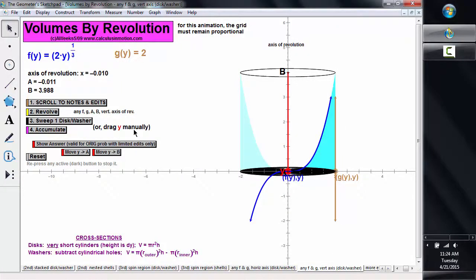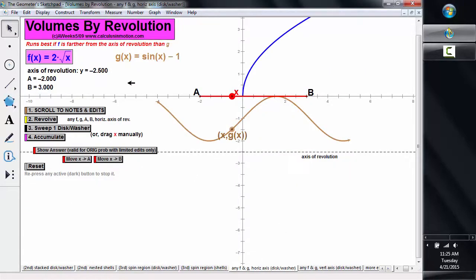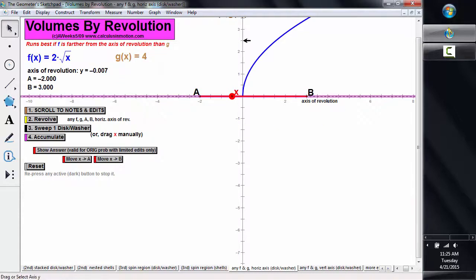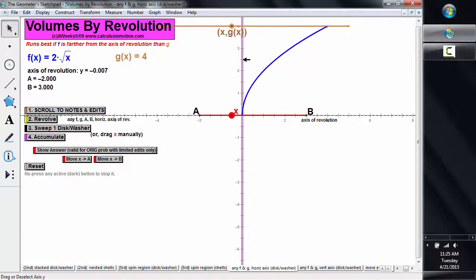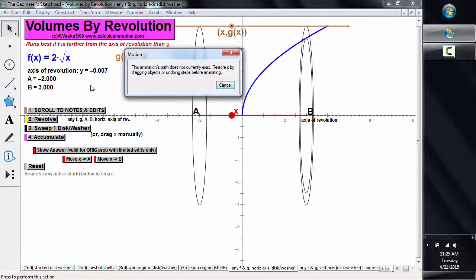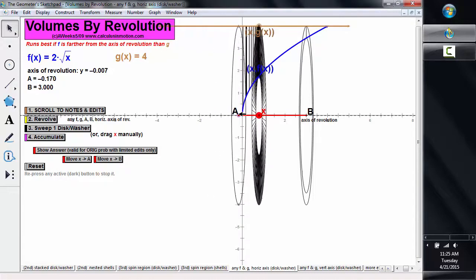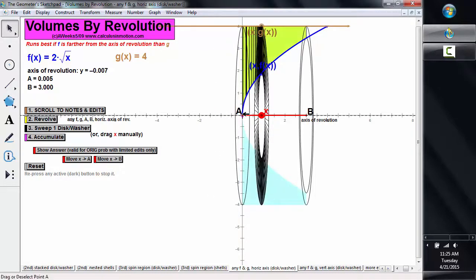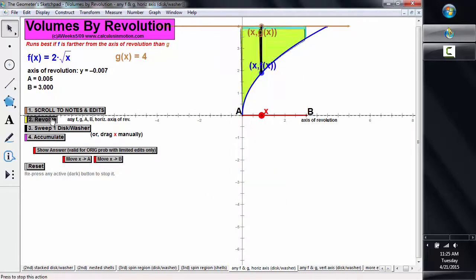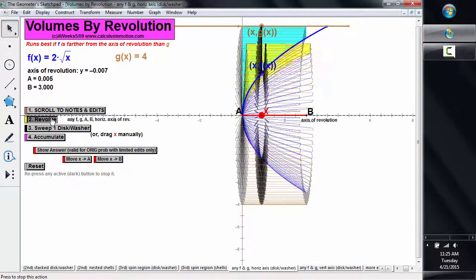Okay, and then number 4, we're going about the x-axis again, and y equals 4. The x-axis, we need to see where these two things intersect right there. And we're going to revolve around the x-axis, and again, because I have it in a negative and that isn't part of the domain. There we go.